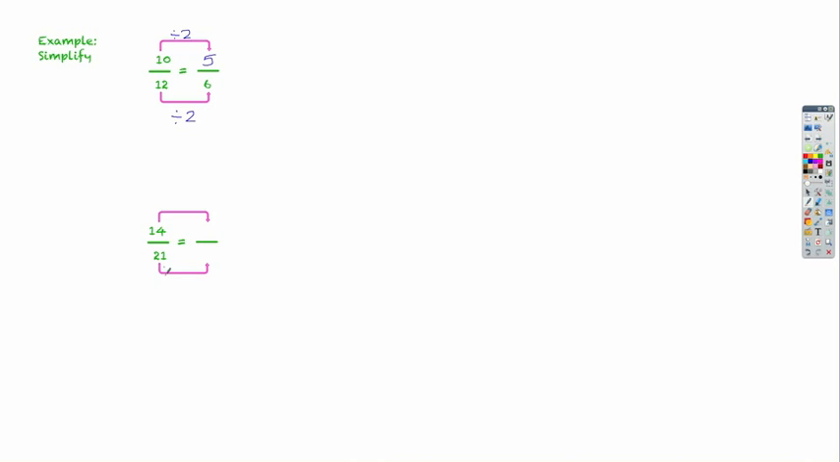Okay, so let's have a look at the next one. 14 over 21, which times tables are they both in? They're both in the 7s, and if I divide by 7, 21 divided by 7 gives me 3, 14 divided by 7 gives me 2. So 14 over 21 is the same as 2 over 3. And then just to double check that this is as simple as we can make it, we need to think what times tables are both the 2 and the 3 in, and the only times tables they're both in is the 1 times tables. So that's as simple as we can make it.